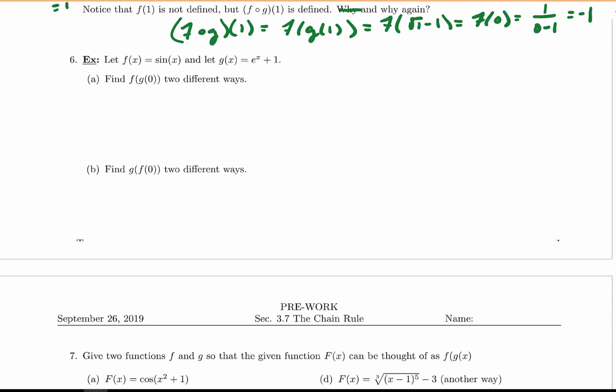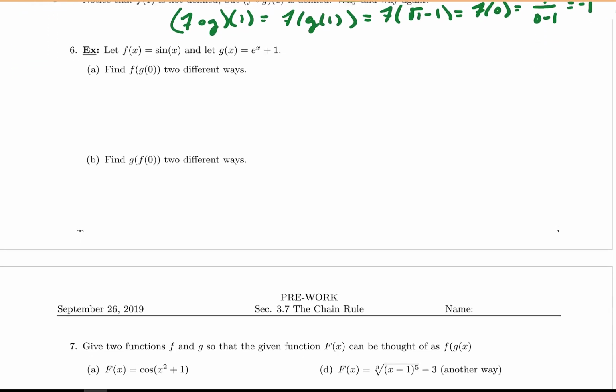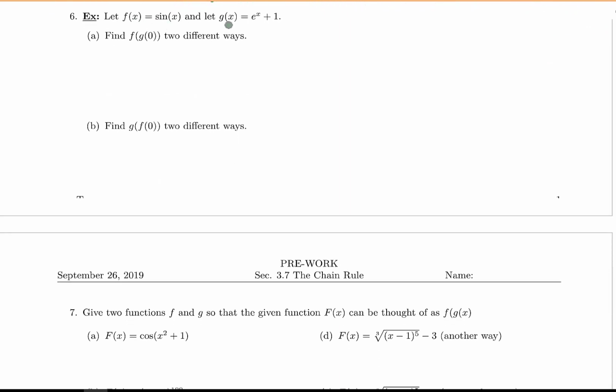Okay, let's keep going. So here we're going to start over again. I've got two new functions, f and g, and let's actually compute f of g of 0, and we're going to do it two different ways. I've sort of already alluded to these two ways, but let's actually formalize this. So the first way is, let's do it as a point-by-point process. First, let's find g of 0. Well, g of 0 is equal to e to the 0 plus 1, which is equal to 1 plus 1, which is equal to 2.